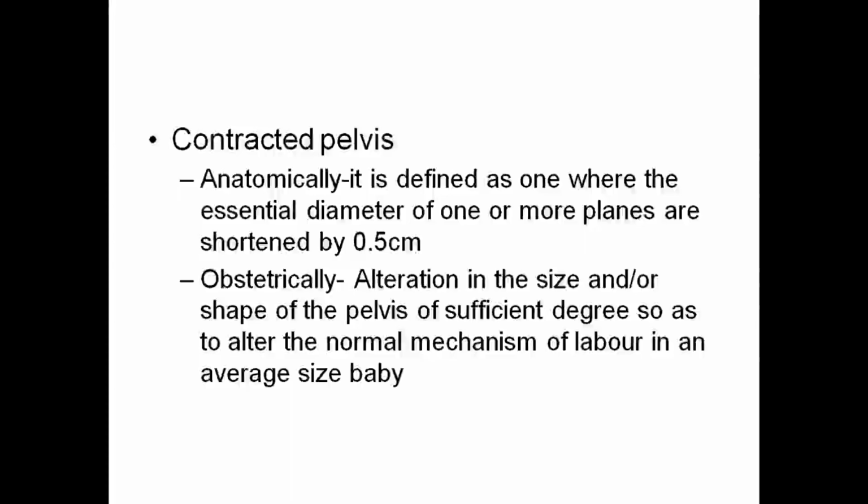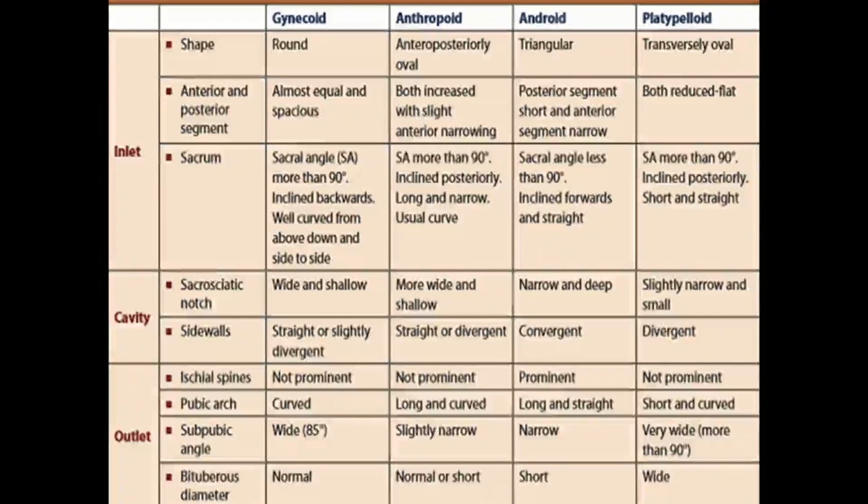Obstetrically, it is defined as an alteration of the size and/or shape of the pelvis of sufficient degree so as to alter the normal mechanism of labor in an average size baby. So these are the four types of pelvis, that is gynecoid, anthropoid, android and platypelloid pelvis, with their inlet, cavity and outlet.